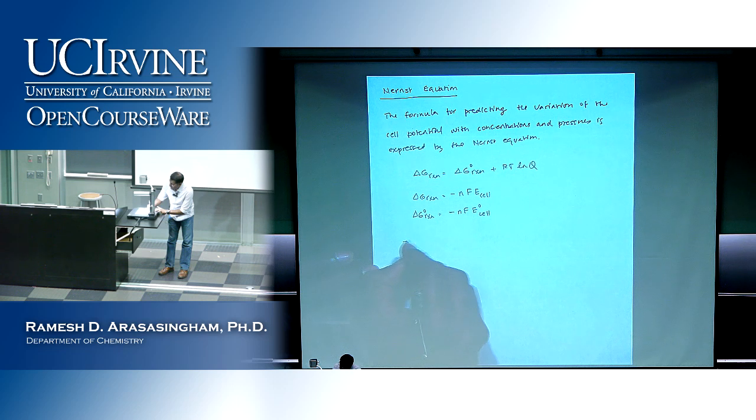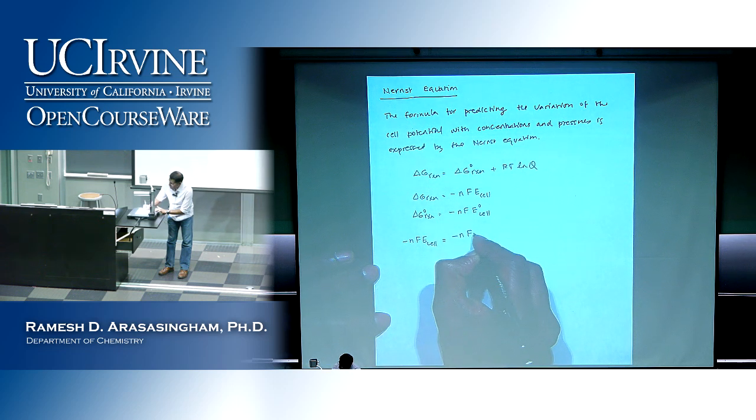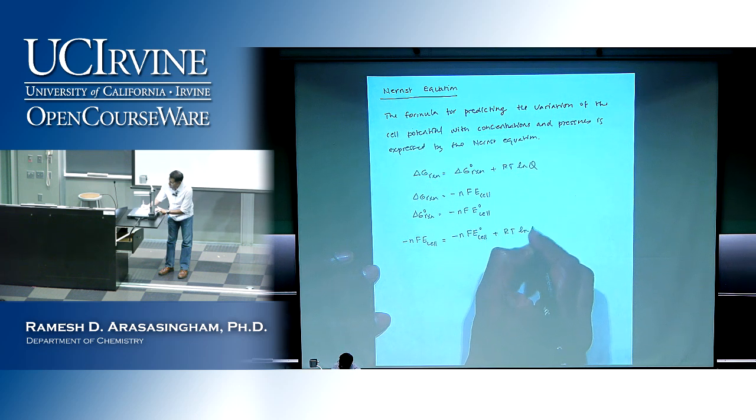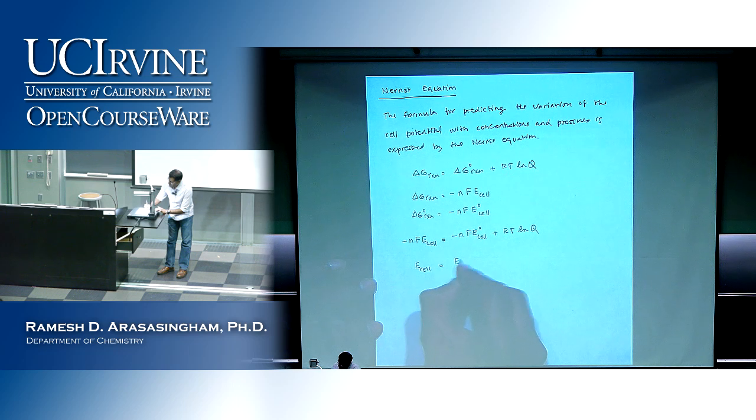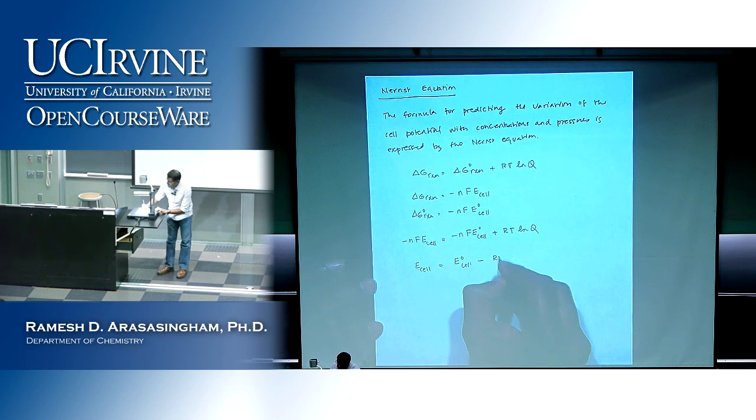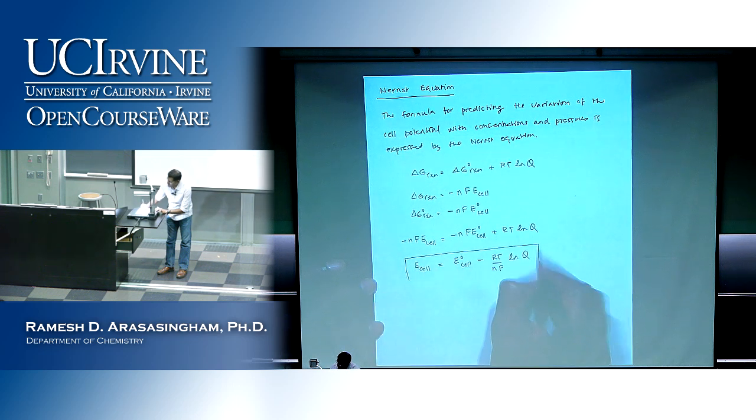So what I'll have is minus NFE cell equals minus NFE naught cell plus RT ln Q. And if I rearrange this equation, you can see E cell equals E naught cell, and I'm going to take these signs and flip the signs around. So it'll be minus RT over NF ln Q. And we call this the Nernst equation.